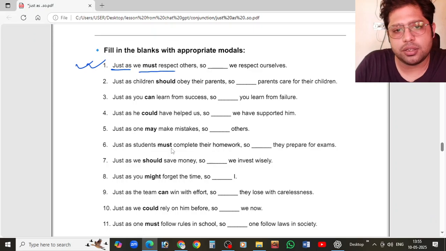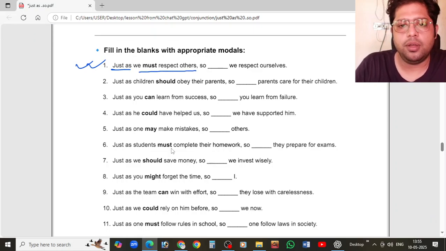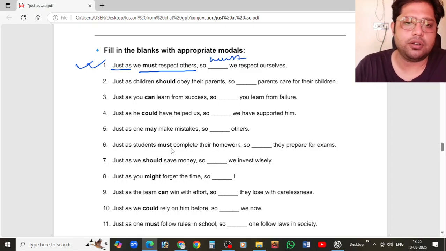Just as we must respect others, so must we respect ourselves.